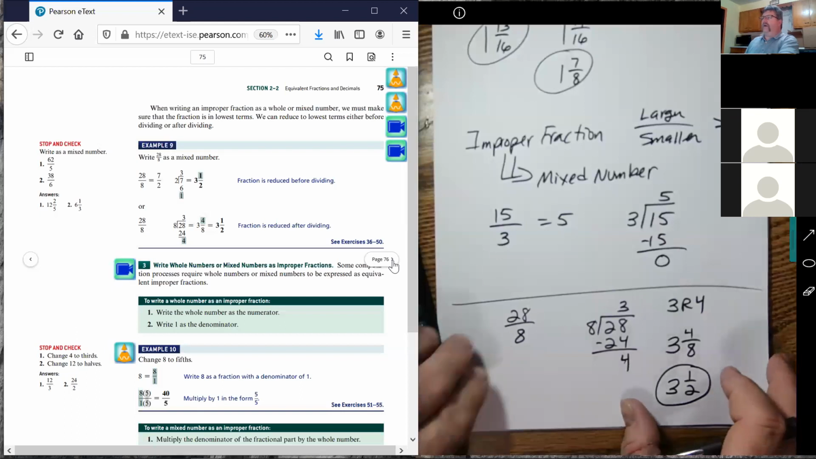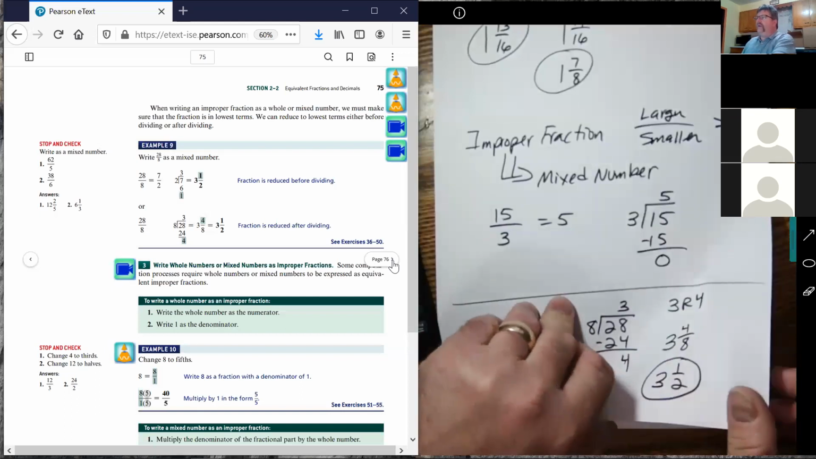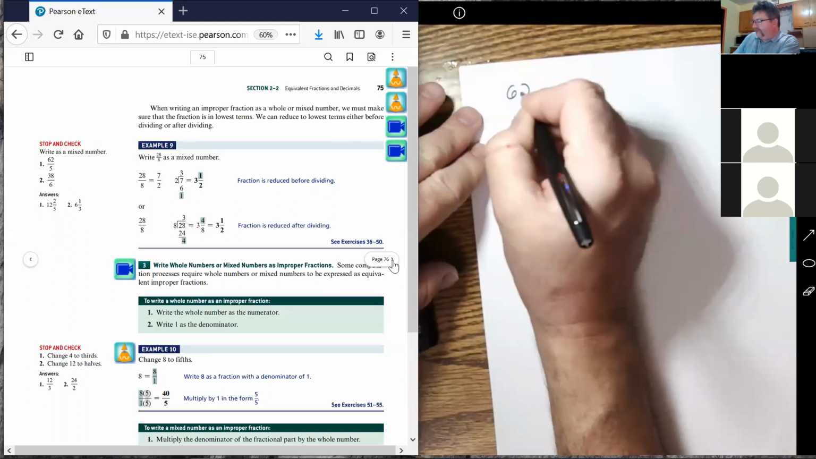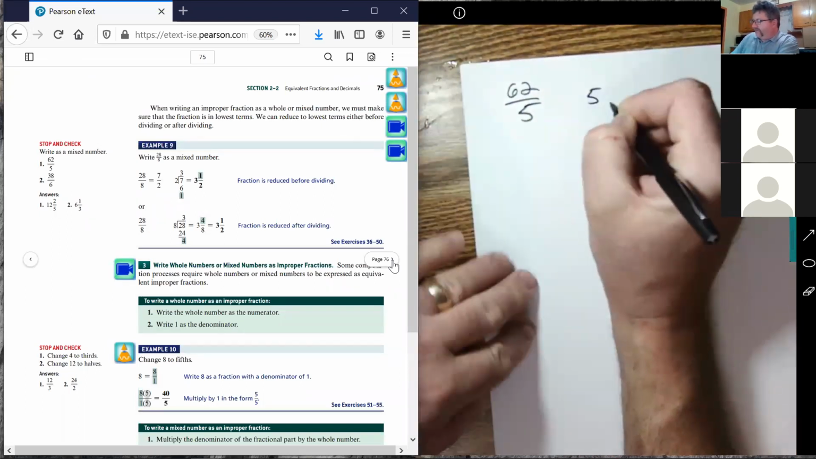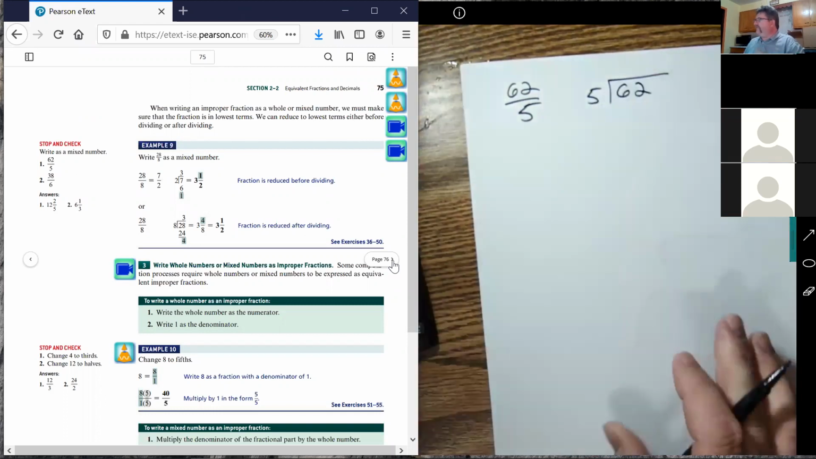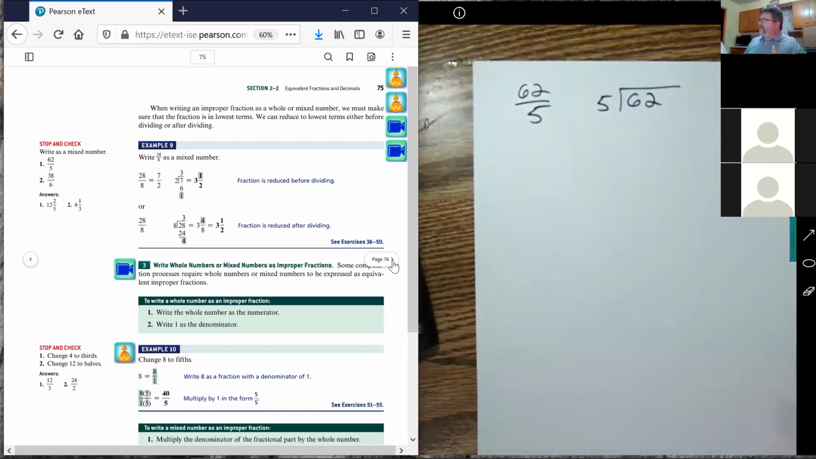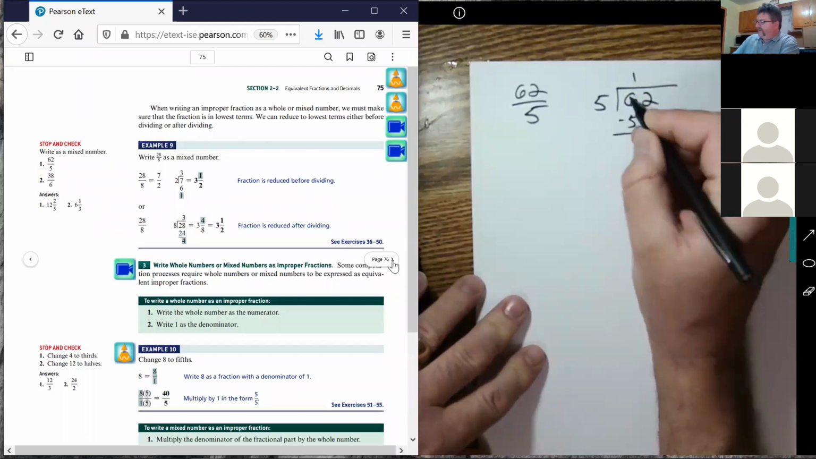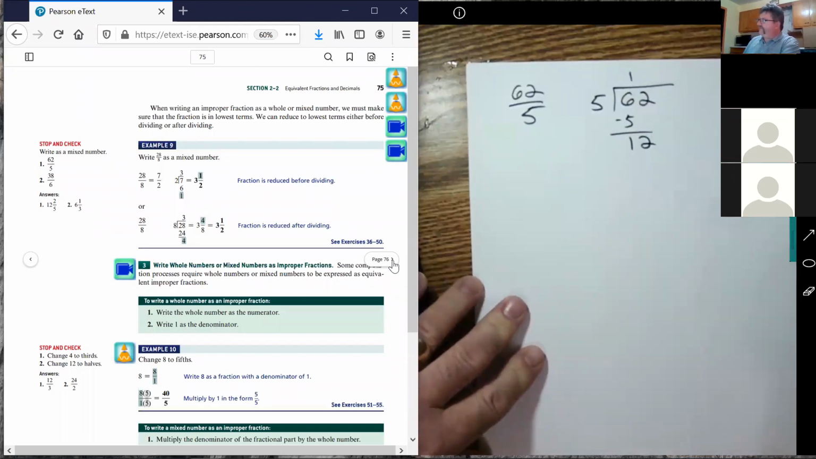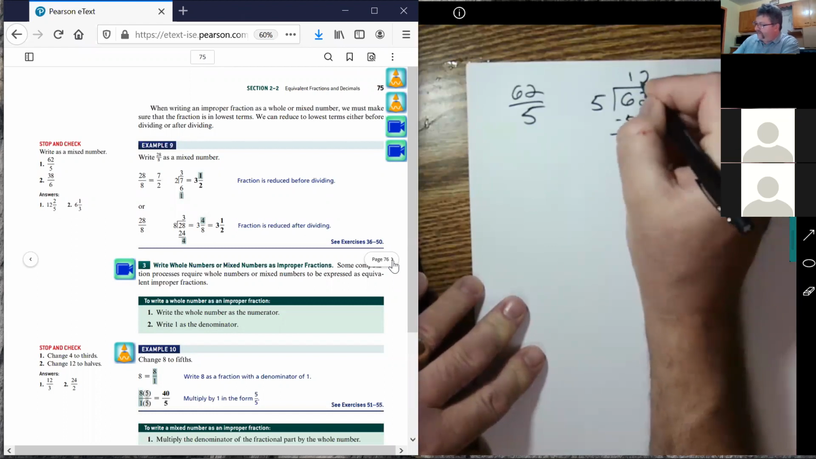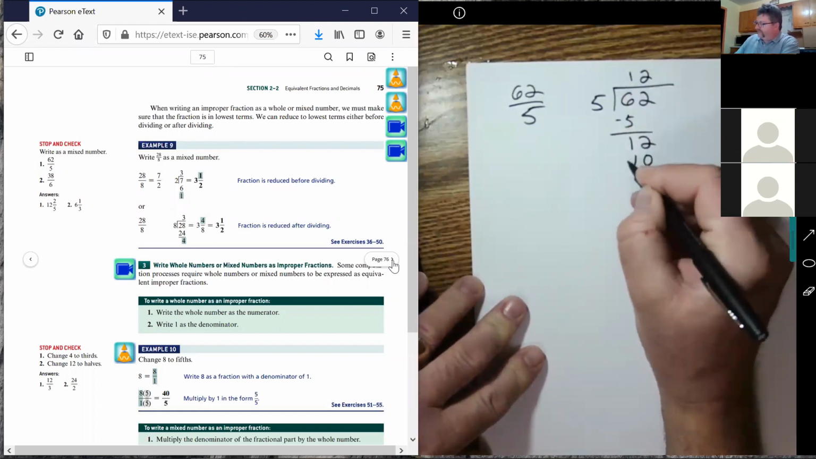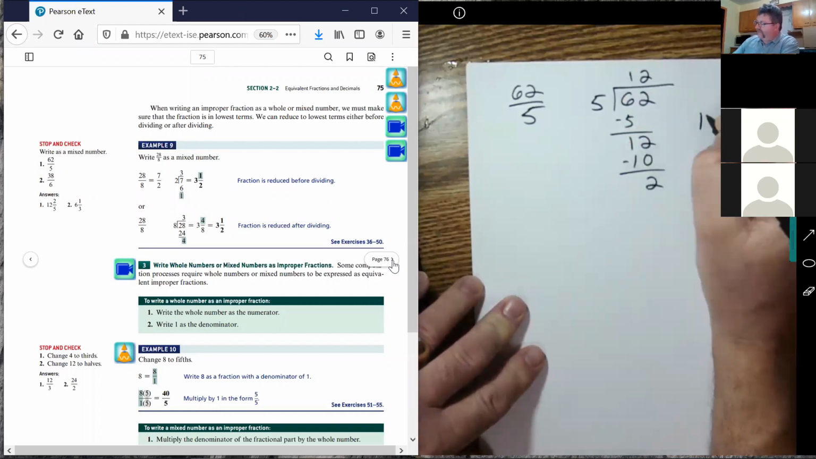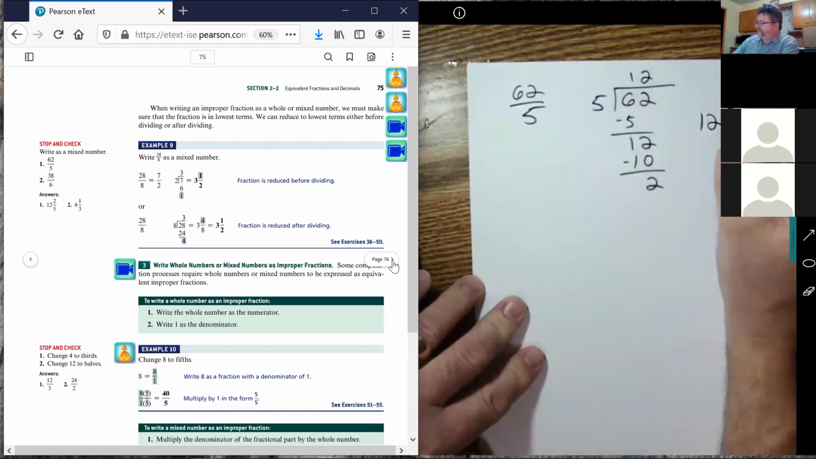Okay, let's try a couple others. Let's try 62/5, that's in the margin there. So I'm going to perform this division of 62 divided by 5. 5 goes into 6 one time, right? 1 times 5 is 5. Subtract and I get a 12. 5 goes into 12 2 times. 5 times 2 is 10. I got this remainder of 2 now. So my answer is going to be the whole number 12 and then 2/5.